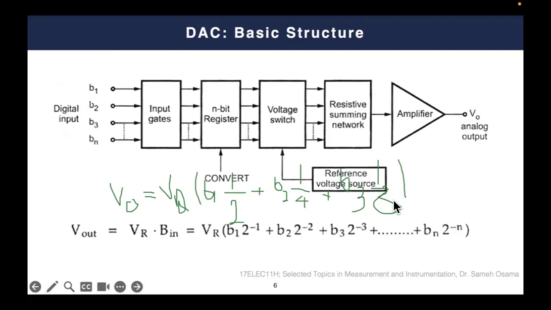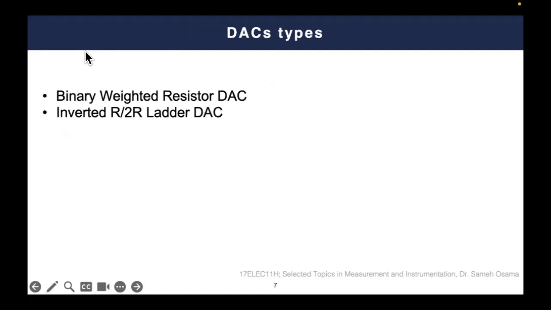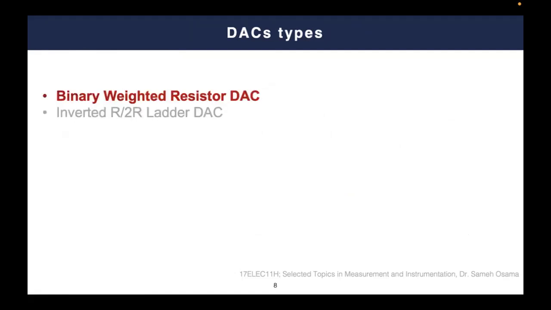And simply, what we are going to do now is to check how we can transfer this mathematical transfer function into an electronic circuit. In order to do that, of course there are more than 2 types, but in a basic understanding, you can say that we have 2 famous types of DACs. The first is what we call the binary weighted resistor, or BWR DAC.